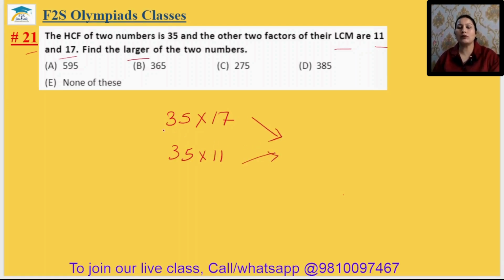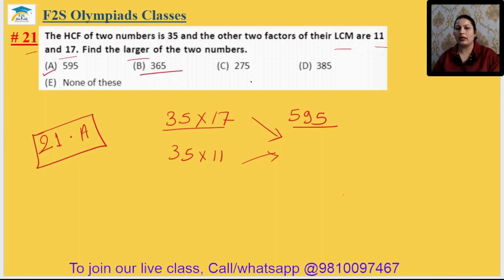But which number will be bigger? 35 multiplied by 17 is 595. So option A is the correct answer. You can check that option B and option C are not exactly divisible by 35. It means these two numbers cannot be the answer, because the given numbers should be divisible by their HCF. D and A can be the answer, and among these two, A is the bigger one. That's why A is the answer.